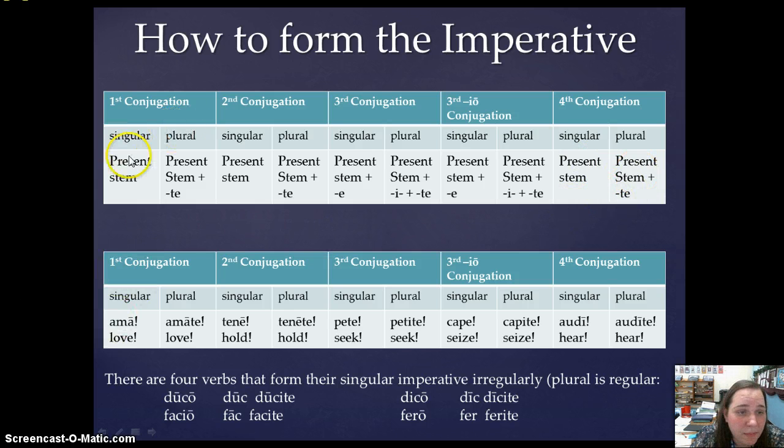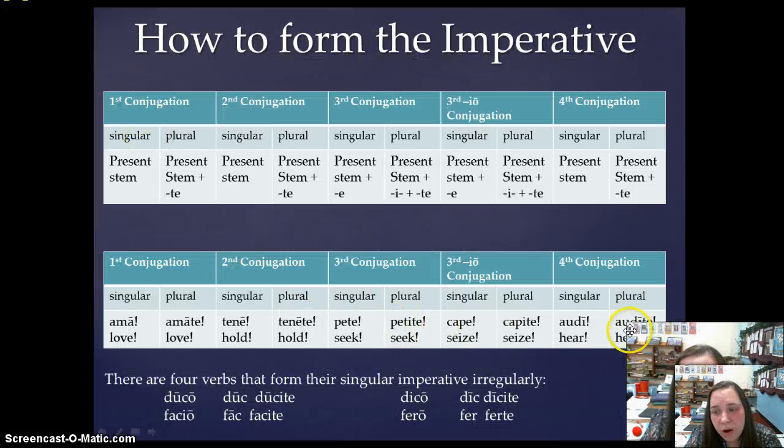So here you go. Present stem, ama. Present stem plus te, amate. So if you're commanding one person to love, you say ama. If you command more than one person, amate. Tene, tenete, so hold and hold. Pete, petite, seek and seek. Cape, capite, seize and seize. Audi, audite, right, hear and hear.